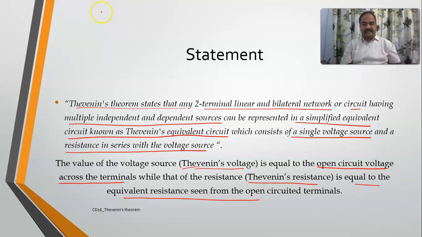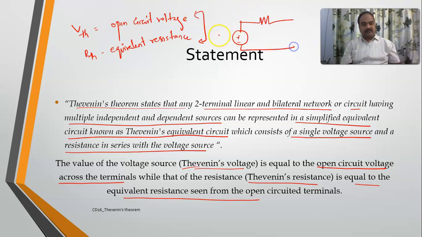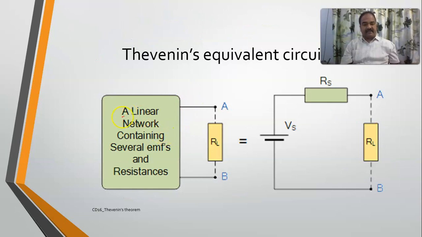So VTH, I'll write it here again for you. VTH is the open circuit voltage, whereas RTH is the equivalent resistance. Both are to be measured at the terminals. So your entire network will now be represented by a VTH and an RTH. So this is the Thevenin's equivalent circuit. Any network which consists of several EMFs and resistances, etc., is now replaced by a VTH and an RTH.